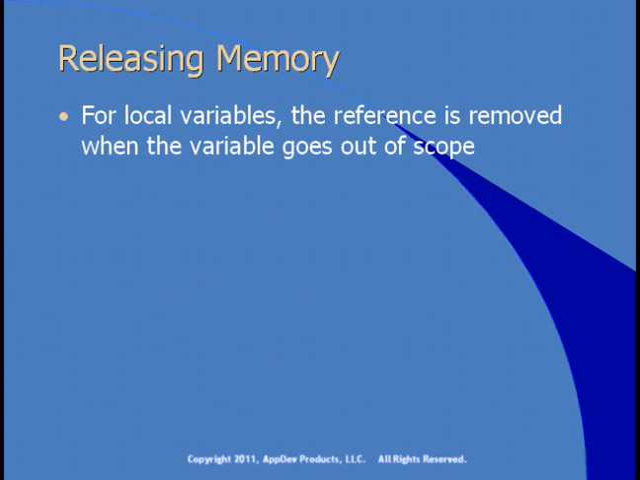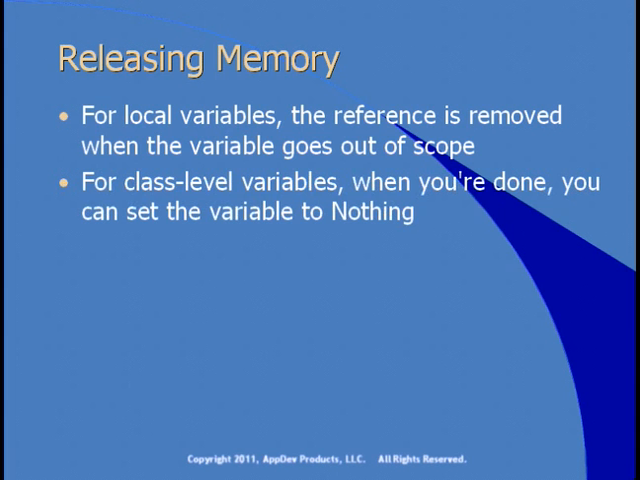For local variables, as I mentioned, the reference is removed when the variable goes out of scope. For class-level variables, on the other hand, when you're done, nobody knows you're done with it. Because it's a class-level variable, it's sort of there forever. In that case, you'll need to set the variable to nothing if you want to indicate to the garbage collector that you're done with the reference.